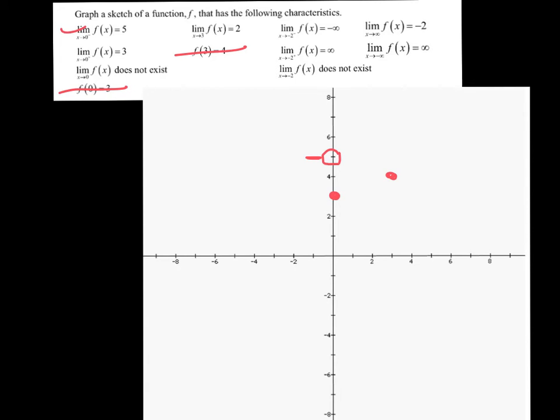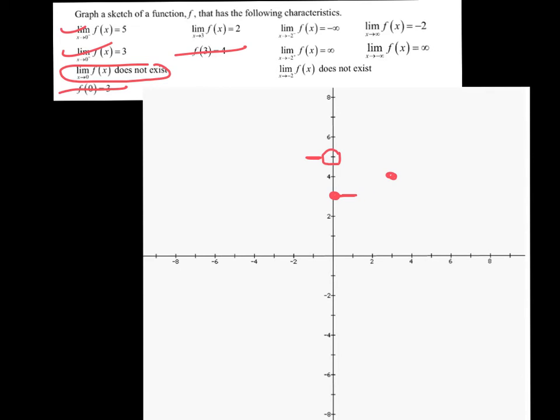If I come in from 0 from the right, so when I come in on this side, I have to reach a height of 3. So I'm going to go to 0, 3, and on the right-hand side, I'm going to make a tail there. Okay, so check. Now, does it make sense that the limit doesn't exist? Well, of course it does. The left side did not equal the right side.